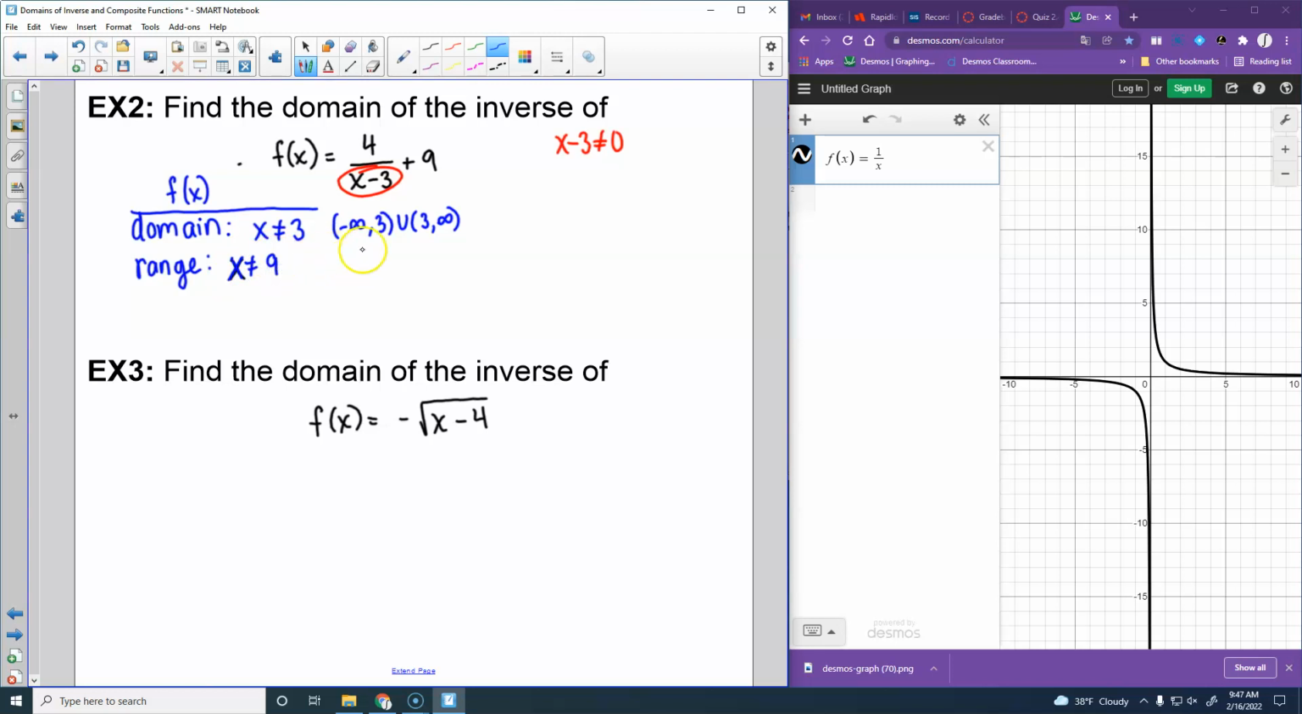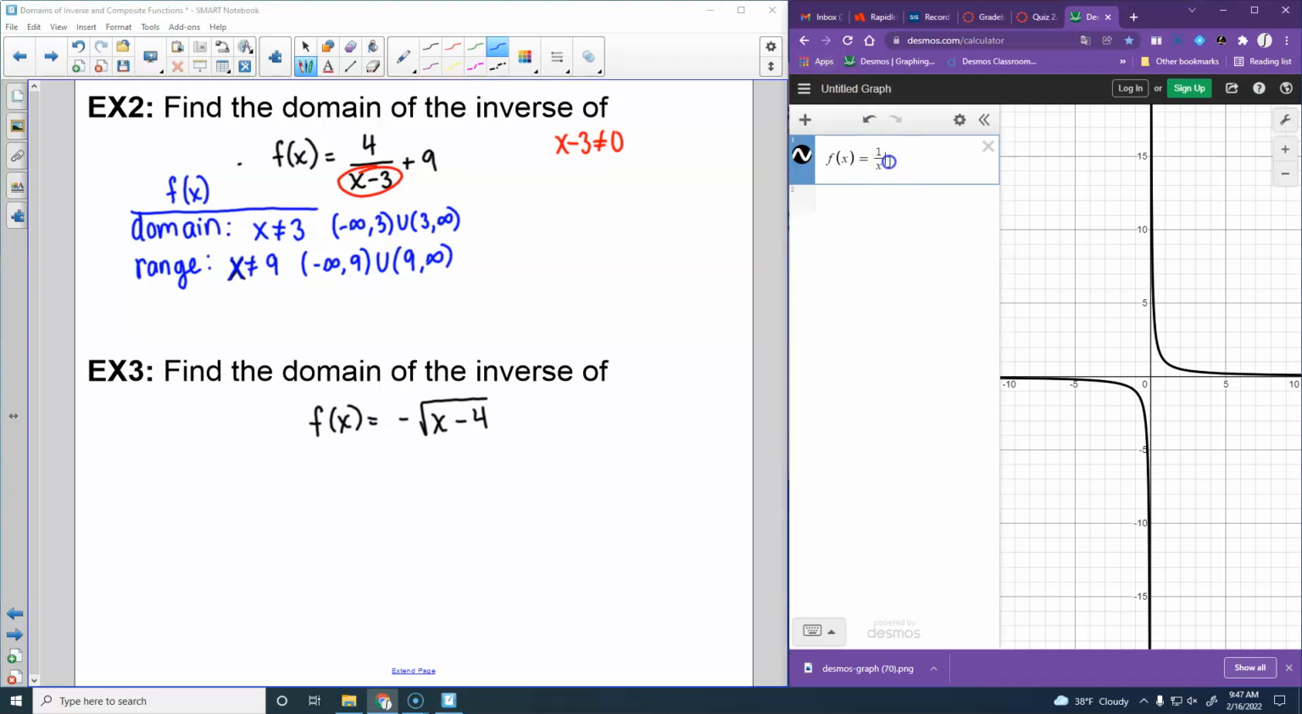So what we're going to have is that y cannot equal 9, and it would be negative infinity up to 9. So that was the part that you were missing, Blaine. And then 9 to infinity is the part that you had, right? So it would be above and below 9. It just can't equal 9.